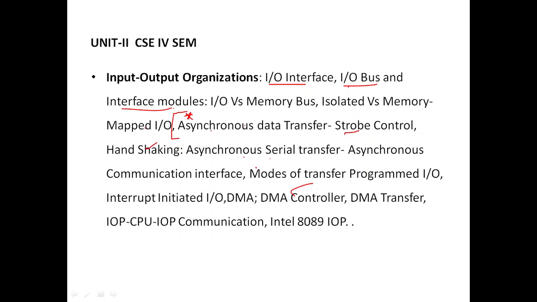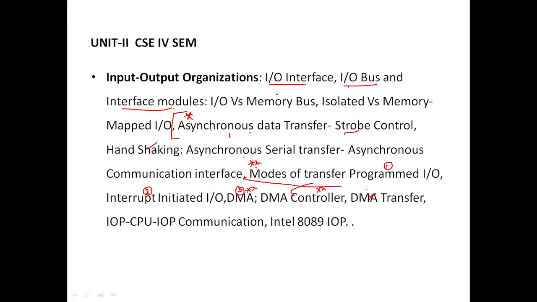Modes of transfer: you will have programmed IO, interrupt driven IO and DMA. These are the three different modes of transfer. This is also a very important question, modes of transfer. The first one is programmed IO, the second one is interrupt driven IO, and the third one is DMA, which is very important. And the next one is DMA controller and DMA transfer. These are the things you will have in the modes of transfer.